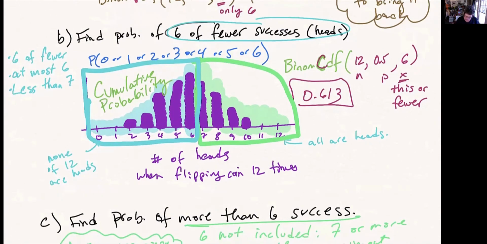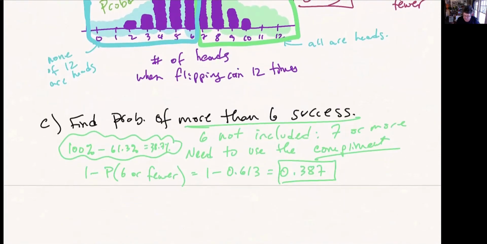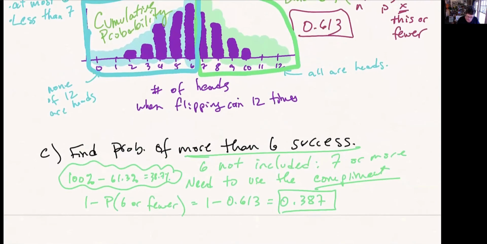If we're doing more than 6 successes, another way we could look at this is 7 or more, more than 6, or at least 7. Those are the 3 ways we could look at this inequality.